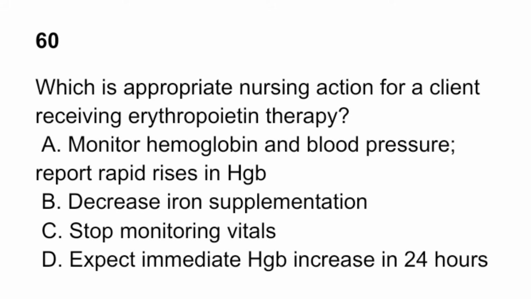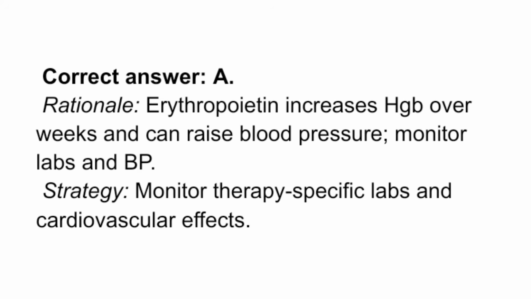60. Which is appropriate nursing action for a client receiving erythropoietin therapy? A. Monitor hemoglobin and blood pressure, report rapid rises in HGB. B. Decrease iron supplementation. C. Stop monitoring vitals. D. Expect immediate hemoglobin increase in 24 hours. Correct answer, A. Rationale: erythropoietin increases hemoglobin over weeks and can raise blood pressure, monitor labs and BP. Strategy: monitor therapy-specific labs and cardiovascular effects.